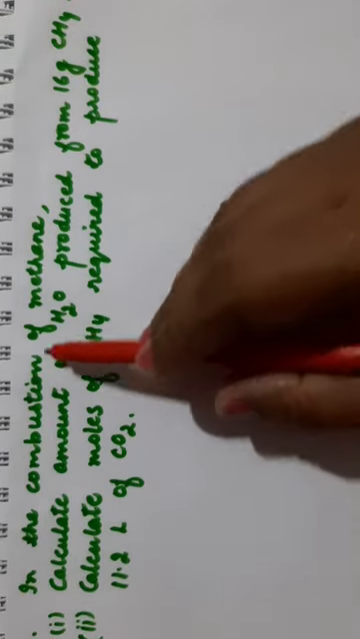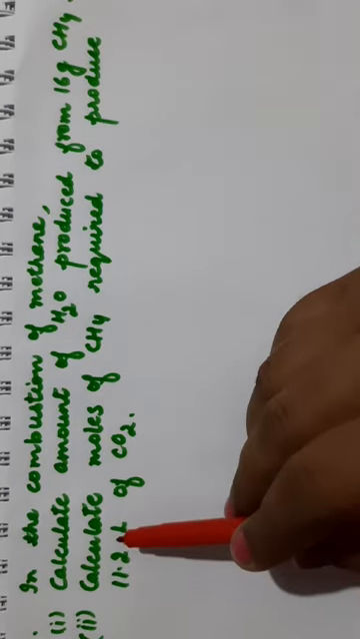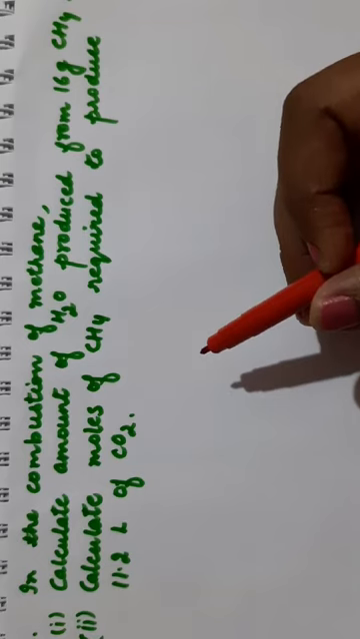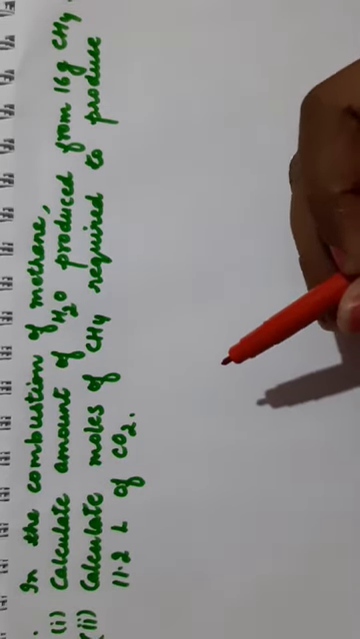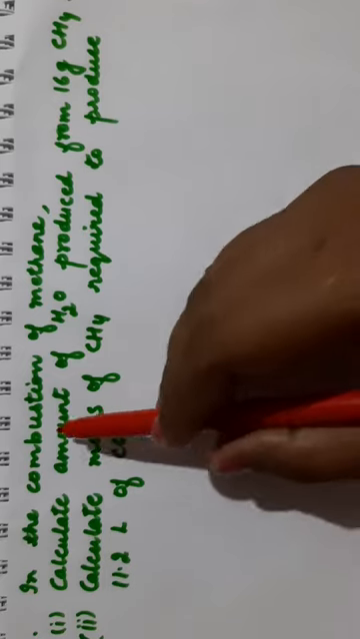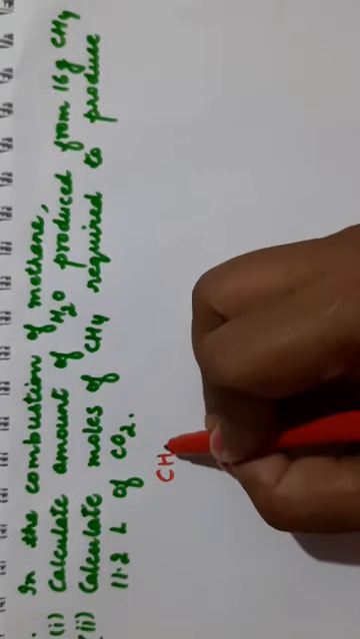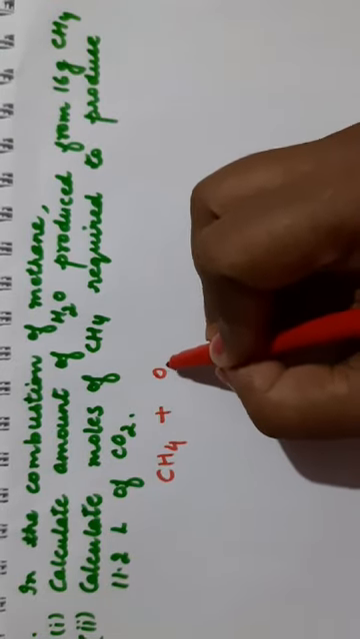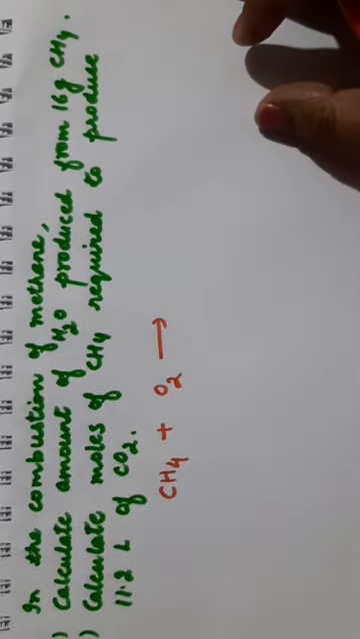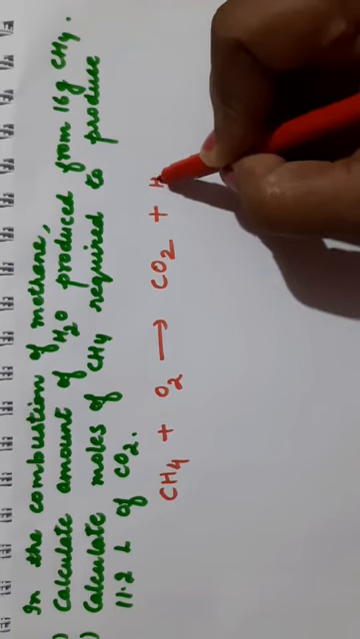Now see the question. In the combustion of methane, calculate the amount of water produced from 16 gram of methane. Second part is, calculate the moles of methane required to produce 11.2 liter of carbon dioxide. Now to solve the questions based on stoichiometry, you must know how to write and balance the equation first. So here the equation is for combustion of methane. Combustion means burning in oxygen. So methane will react with oxygen to form, when any substance undergoes combustion, it forms carbon dioxide and water. It will form CO2 and H2O.